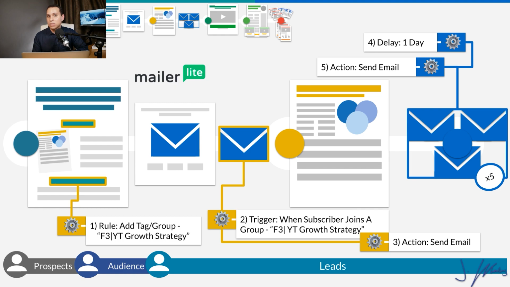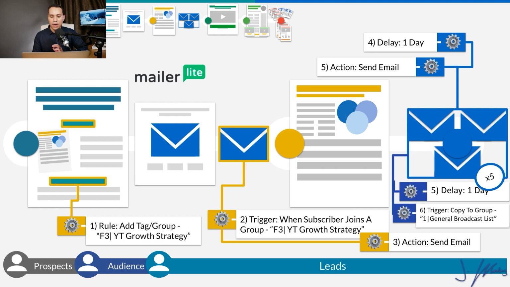So the last thing you want to do in your automation is to add a rule to move them into your general list, right? So right now, they enter their name and email on this landing page, and they've only been receiving emails in this one funnel.